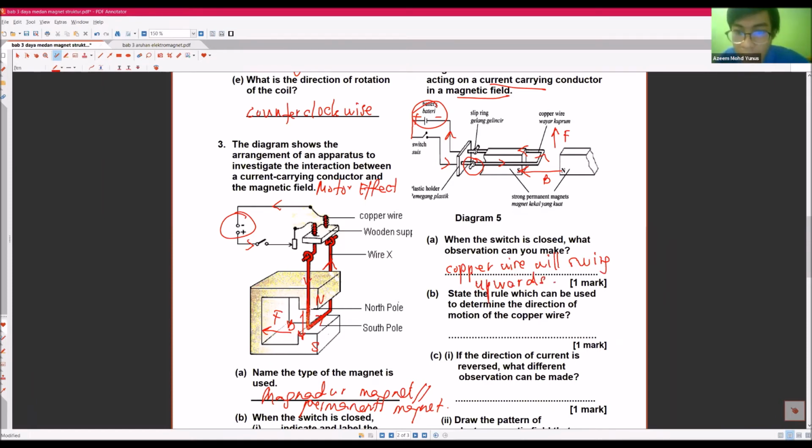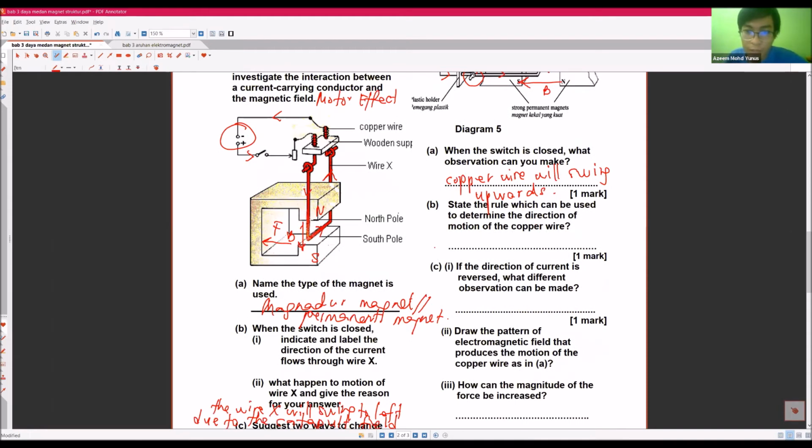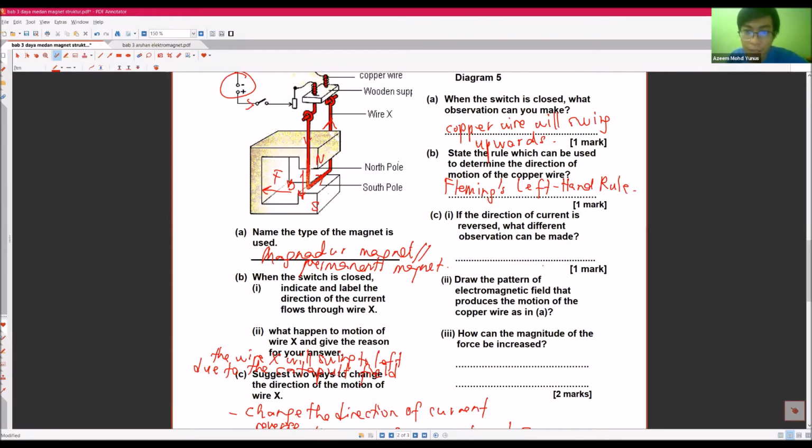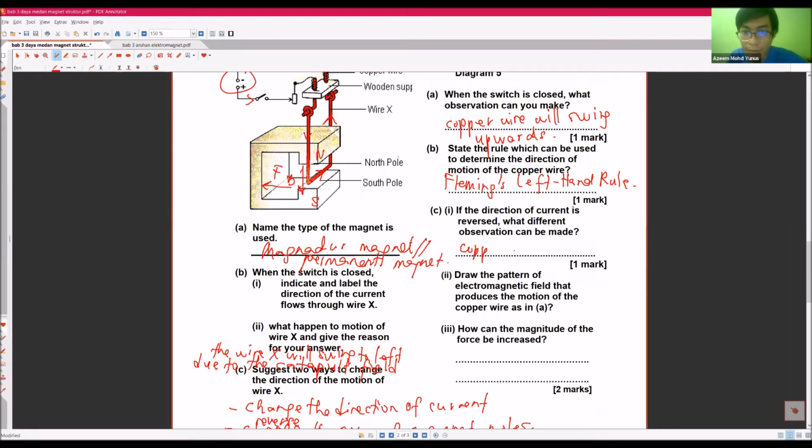The rule which can be used to determine the direction of motion of the copper wire. And if the direction of the current is reversed, a different observation can be made: the copper wire will swing downwards, or in the opposite direction.